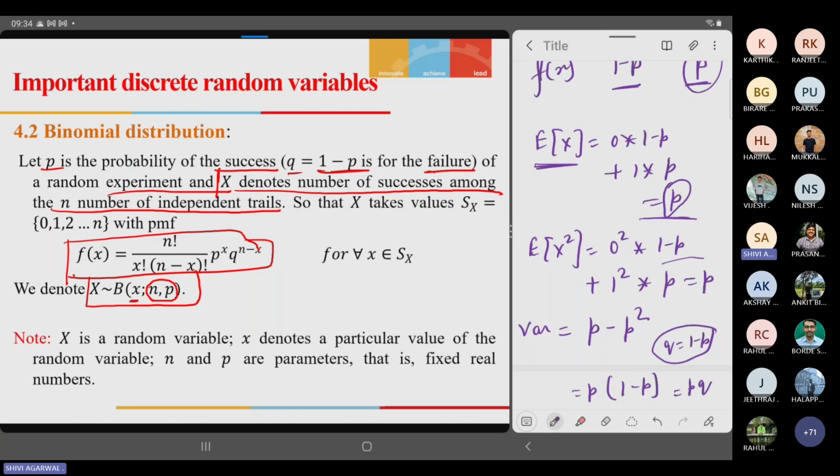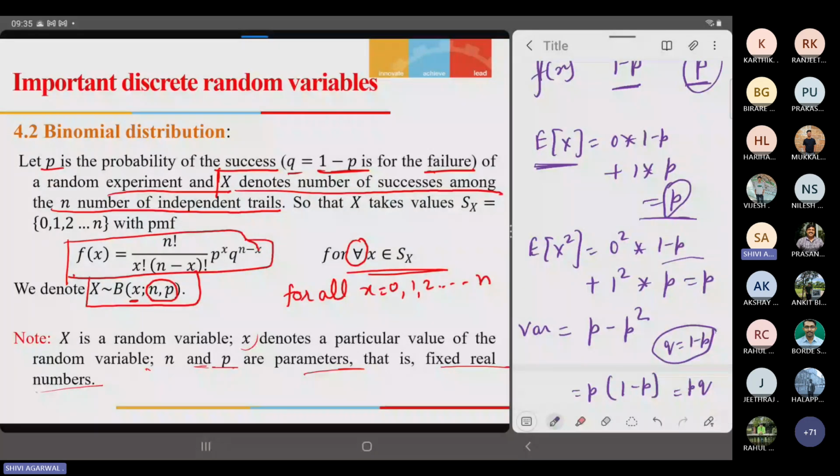This holds for all values of x belonging to the support, that is x equal to 0, 1, 2 up to n. X is a random variable and small x denotes a particular value of the random variable. N and p are the parameters, fixed real numbers. Firstly, we fix the experiment: we have to toss a coin 5 times. So here n is equal to 5.